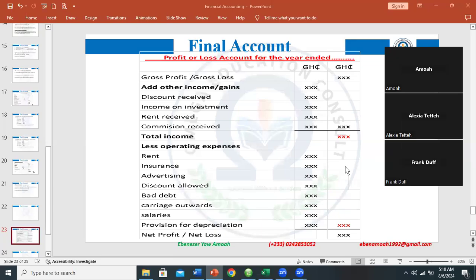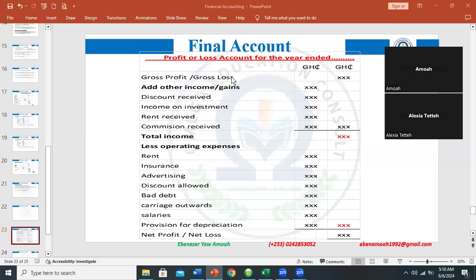Okay, so if you see the screen, you realize that when you begin with the title, you first start with the gross profit or loss you determine from the trading account. Then you add on the other income we spoke about, like the discount received, income on investment, rent received, commission received, etc. When you add them to the gross profit or gross loss, you get the total income.